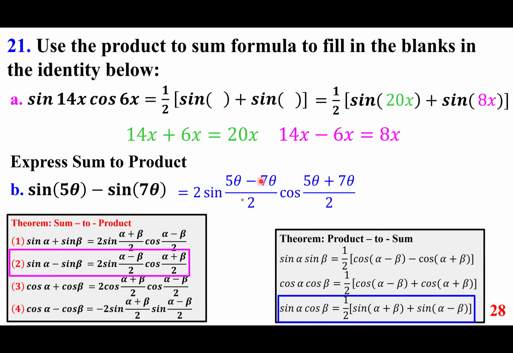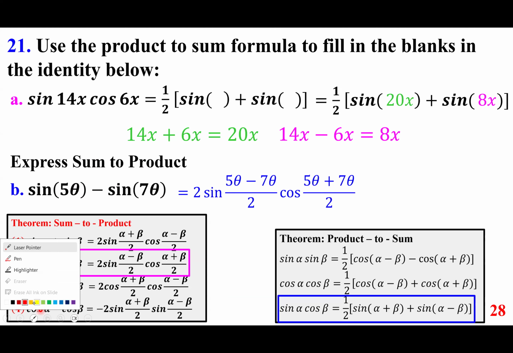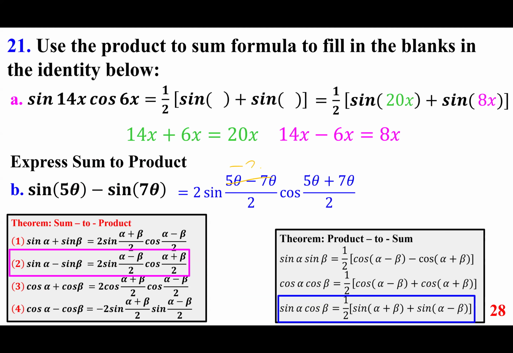Now this one is negative 2 theta divided by 2, which is negative theta, and the other one is 12 theta divided by 2, which is 6 theta. Now, sine of negative theta, we should know it's negative sine theta. So we get negative 2 sine theta cosine of 6 theta.